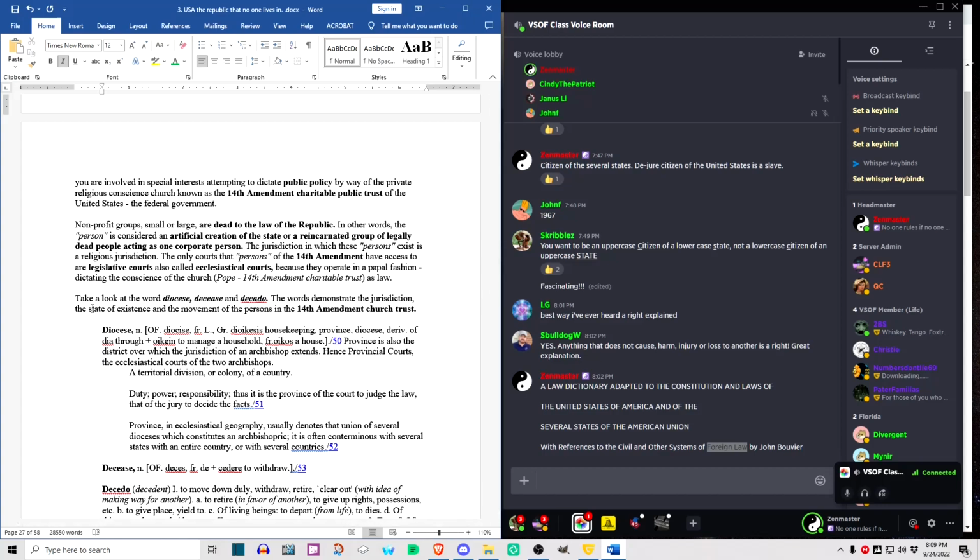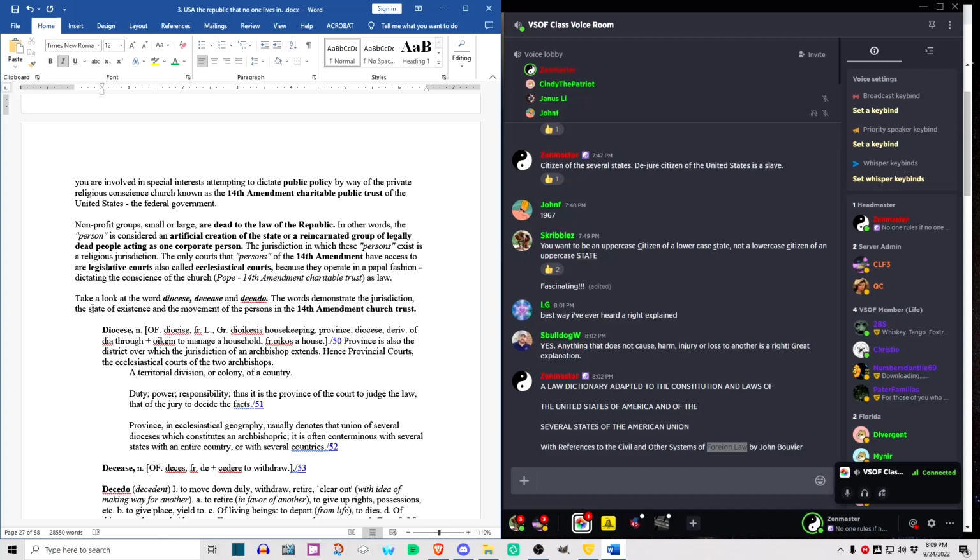In other words, the person is considered an artificial creation of the state or a reincarnated group of legally dead people acting as one corporate person. The jurisdiction in which these persons exist is a religious jurisdiction. The only courts that persons of the 14th Amendment have access to are legislative courts, also called ecclesiastical courts. Right? Remember what I said about ecclesiastical courts?